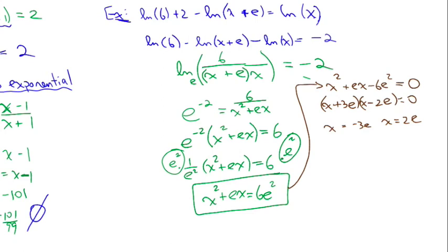No. If I plug negative 3e right into this last piece, this ln of x, it would be ln of negative 3e. What's wrong with that? Negative. You can't take the logarithm of a negative number. E is like 2.718, something like that. So this would still be a negative number. So the only answer here is 2e.